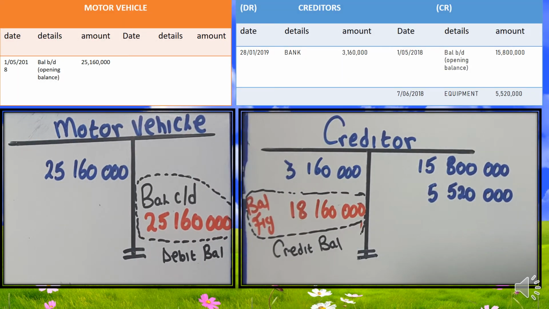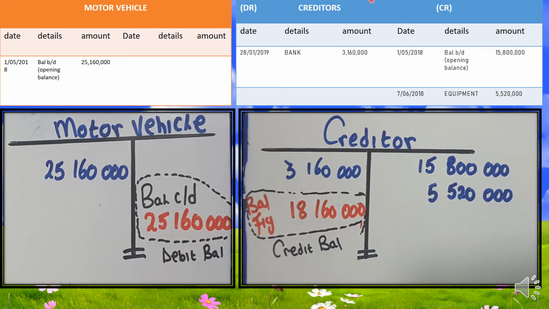We proceed on with our accounts. We also have more accounts here which we are supposed to balance, and therefore we have an account here which we are calling the motor vehicle. We try to balance that particular figure, and you can observe very clearly the balance will be on this side. That will be a debit balance.